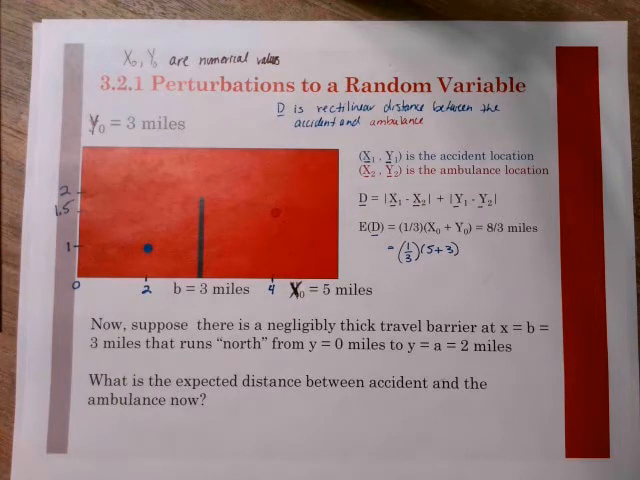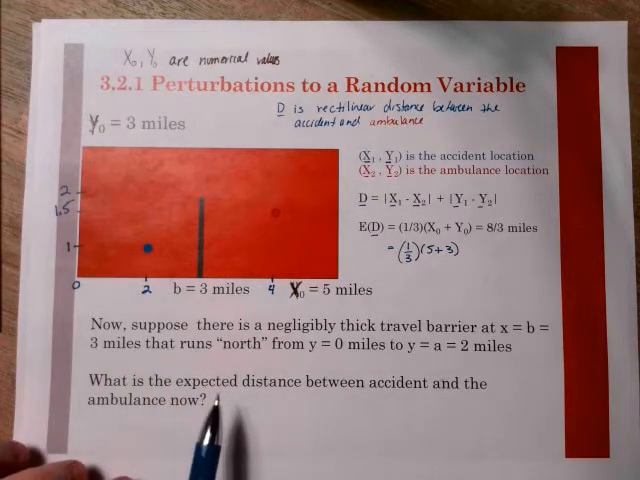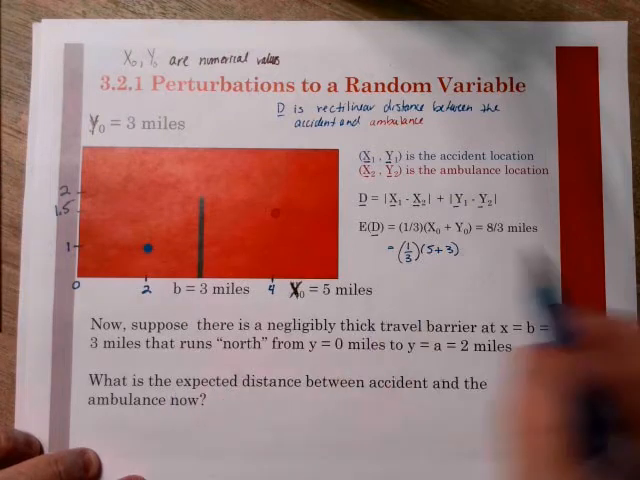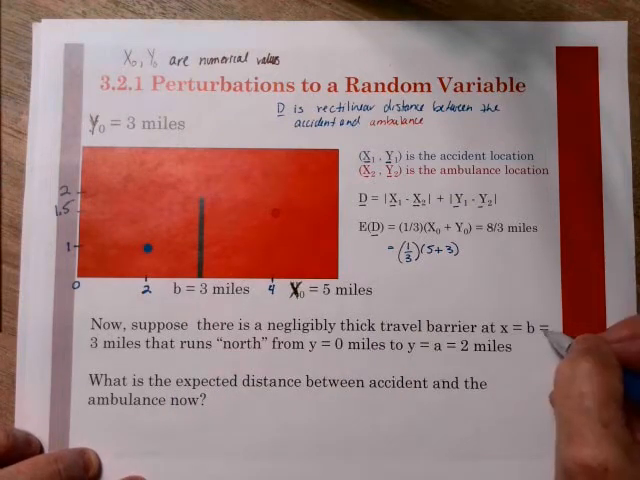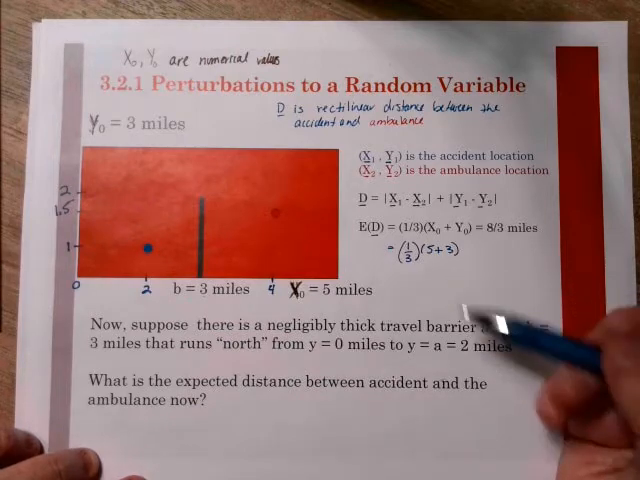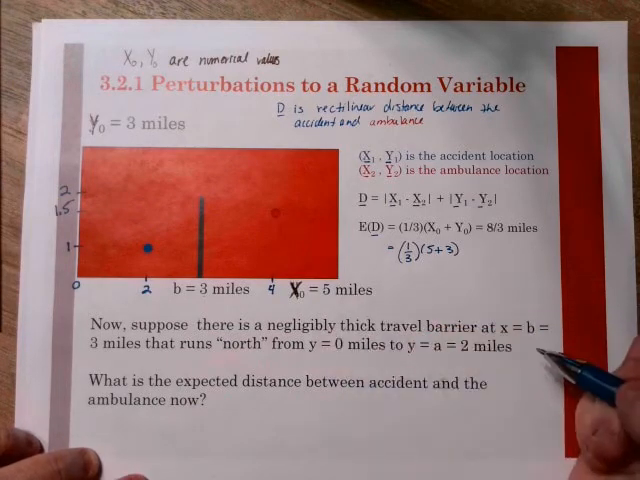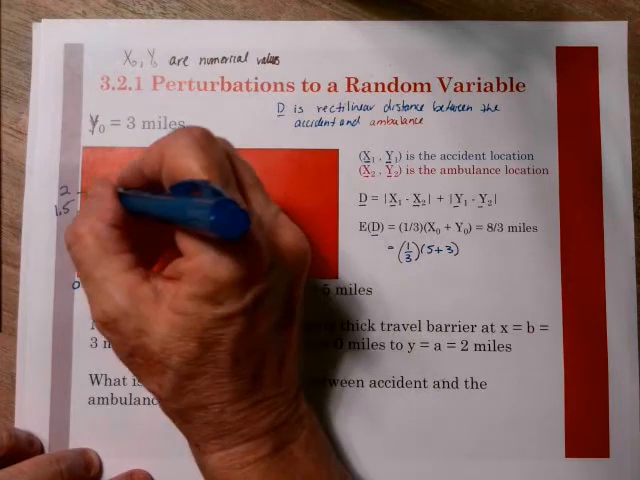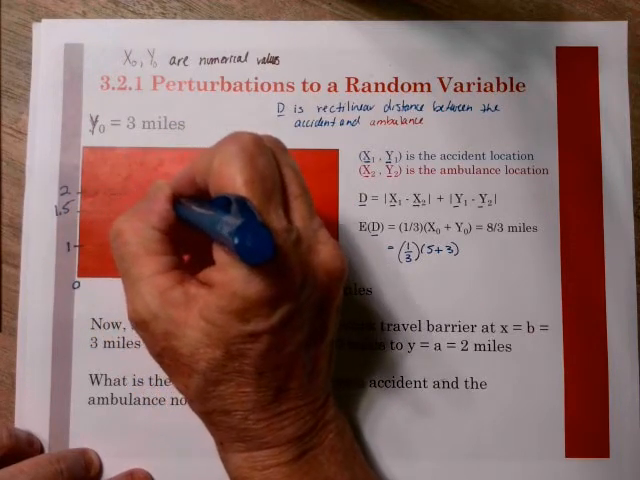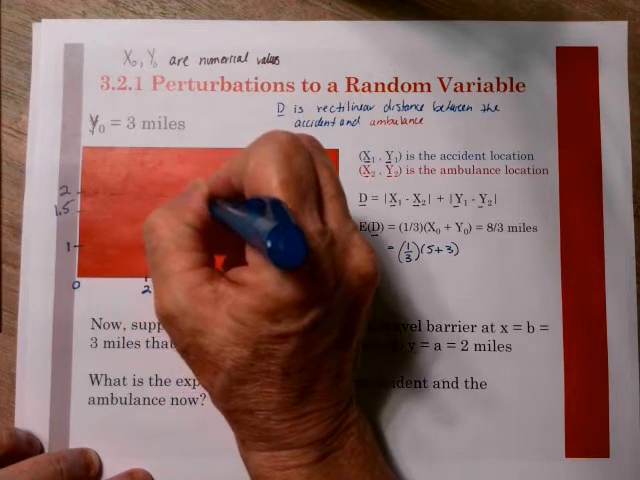So what we're doing now is putting a barrier here, so we're complicating our problem a bit. Now we've got a barrier, and we're saying that it's negligibly thick. It's going to be at the point, and the authors call it B. So B is at 3 miles on the x-axis, and it's at a height of 2 miles on the y-axis.